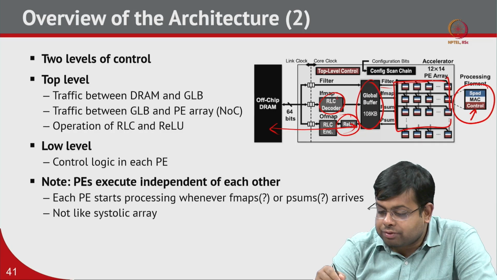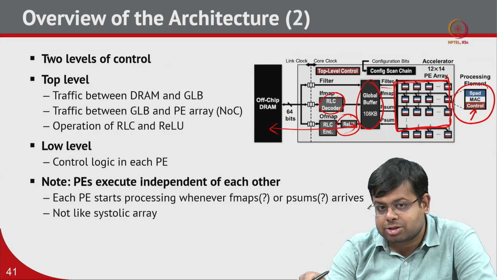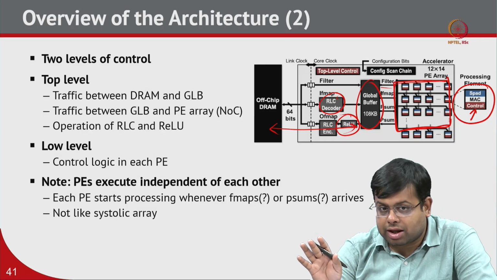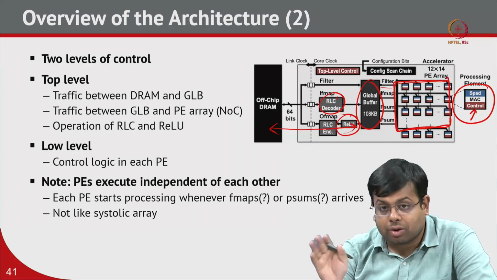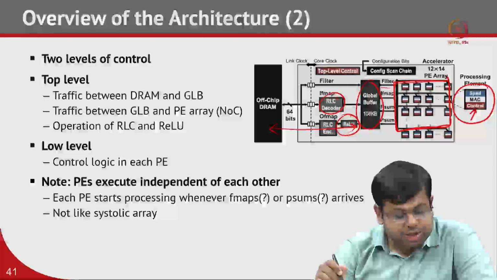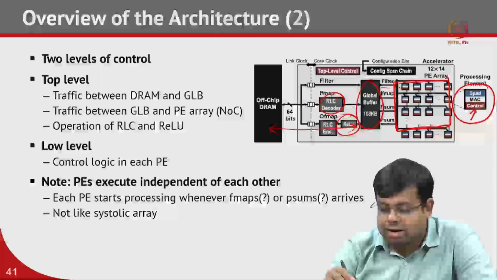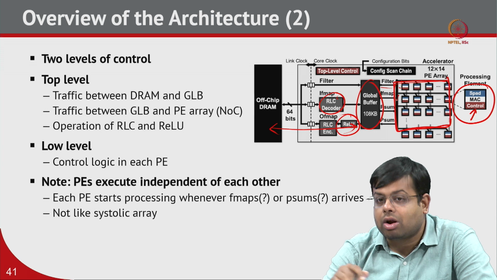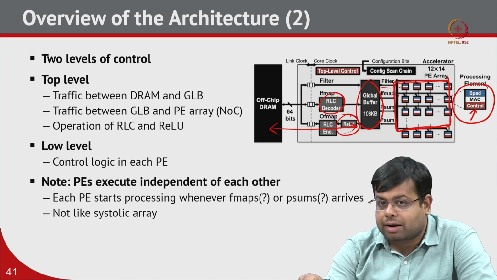Do not confuse this PE array with the systolic array which we discussed a few lectures before. This is not like a systolic array. In a systolic array, whenever the data starts flowing, all the PEs start executing. Unlike that, here each PE starts processing whenever the feature map as well as the partial sum arrives at that PE; not necessarily the entire PE array will operate at the same time, right.